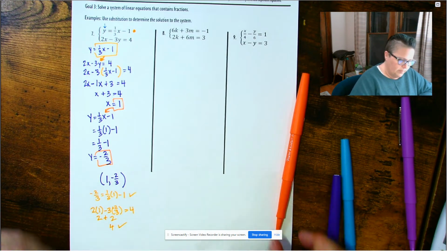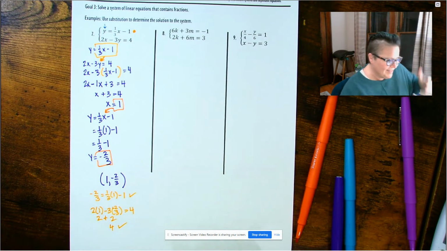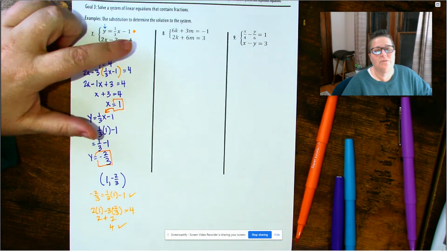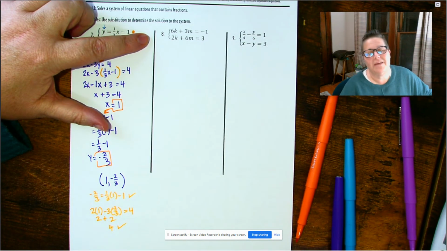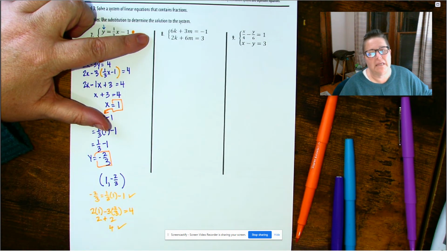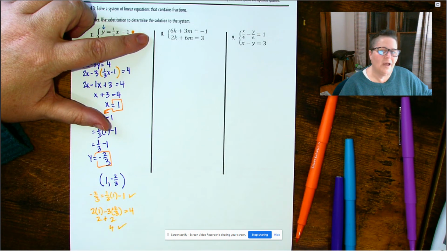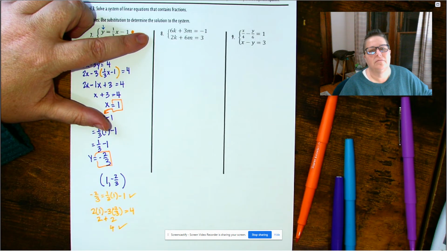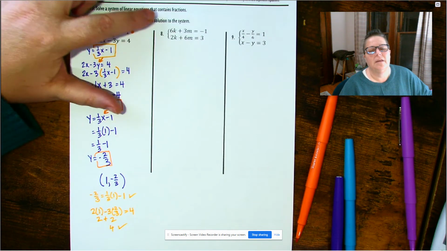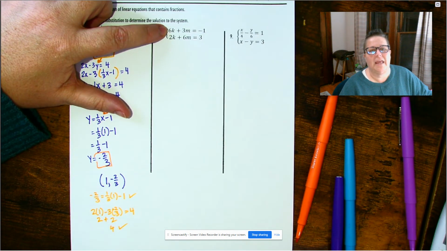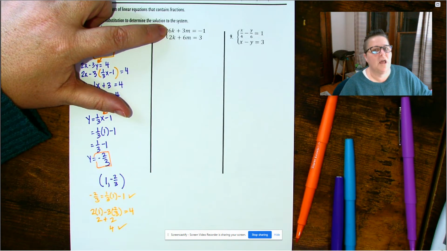What about problem number 8? Problem number 8, I've got 6k plus m is equal to a negative 1, and 2k plus 6m is a 3. I have k's and m's. I can solve for either, and I can use either equation. If I solve for the k, I'm going to have to divide by 6. And both the 3 and the 1 are not divisible by 6, not evenly. So I'm not going to do that. I'm not going to solve for that k.